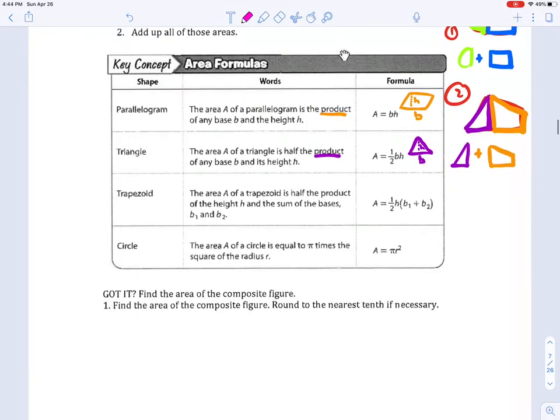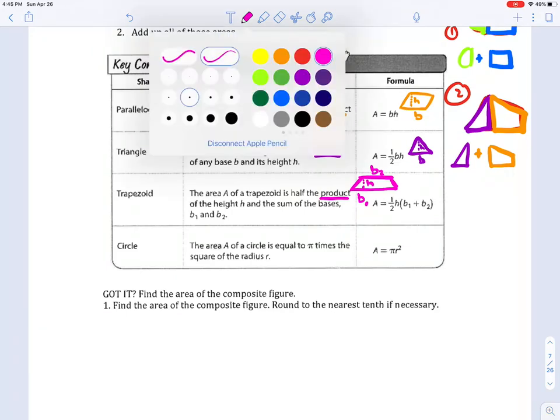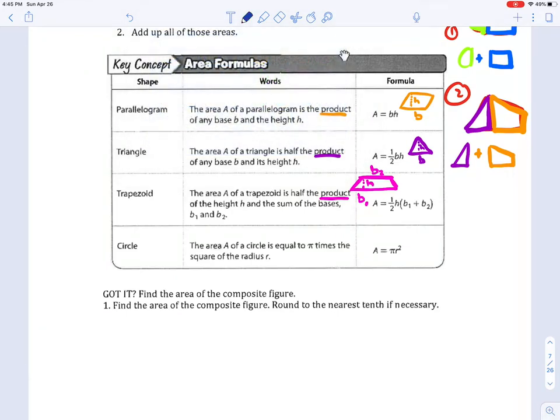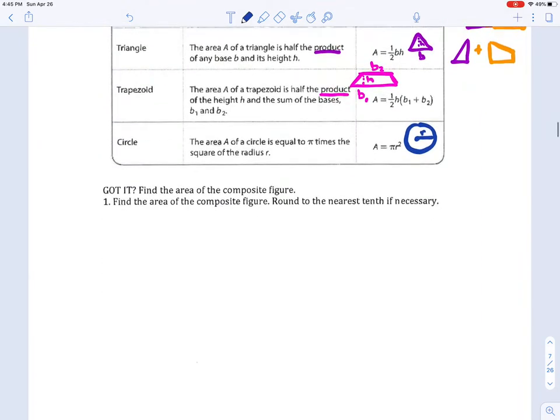A trapezoid looks like this. To find the area of a trapezoid, we're doing half the product. So again, we're multiplying the height times the sum of the bases. Well, there's two bases, one here and one here. And then lastly, the one we had in the section before, circle, we know is pi times the radius squared.